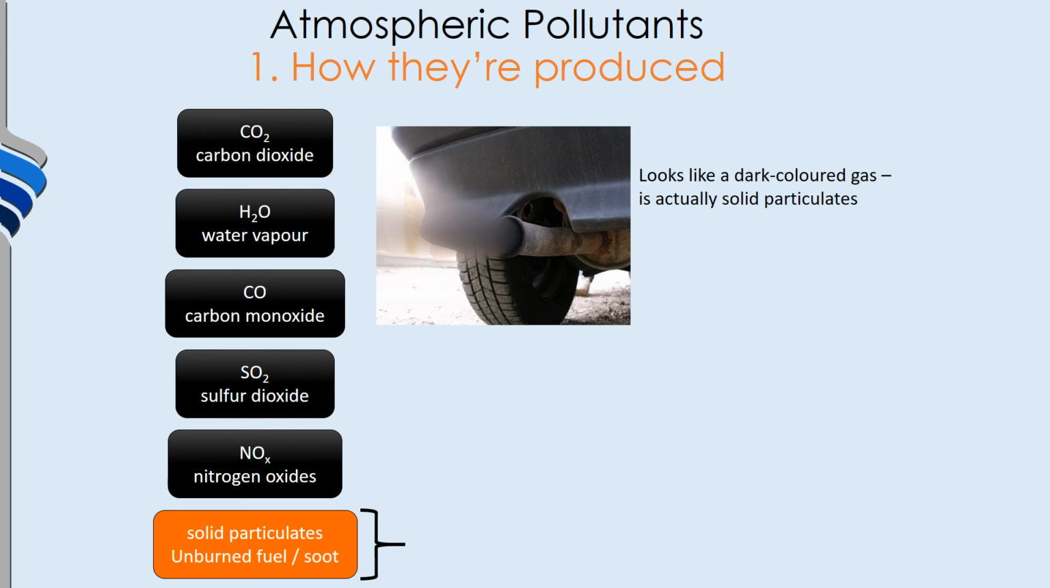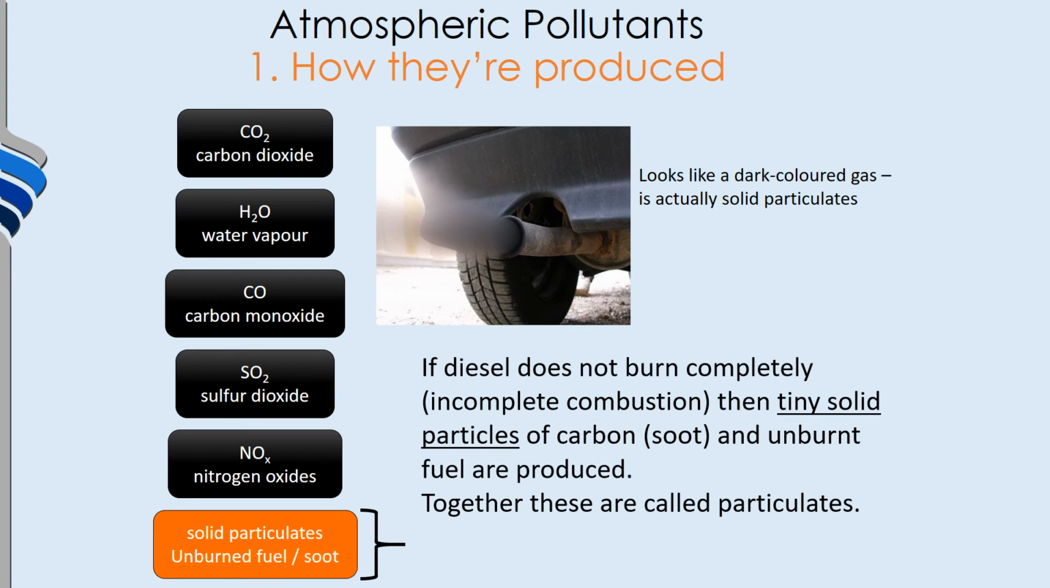The last one is solid particulates. Okay, so this is the soot and the carbon. And this mostly comes from diesel engines. And what happens is if the diesel doesn't burn completely, or incomplete combustion, which happens quite a lot, then tiny solid particles of carbon and unburnt fuels are produced. And these are called particulates. So diesel, even more than petrol, just because it is a larger hydrocarbon, so it more often combusts incompletely, produces soot or carbon particles, and we call those particulates.